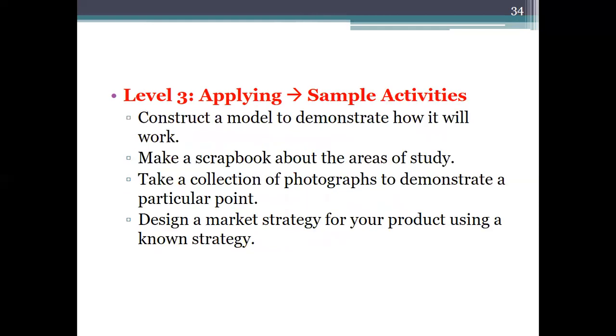Sample activities for level 3 would be like: construct a model to demonstrate how it will work, make a scrapbook about the areas of study, take a collection of photographs to demonstrate a particular point, design a market strategy for your product using a known strategy.